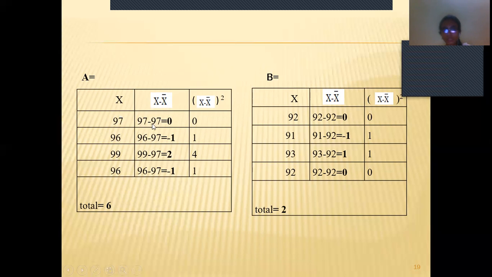So 97 minus 97 he got 0. And here 96 minus 97, where the x bar value is 97. So the values we got are 0, minus 1, 2 and minus 1. If we square these values, we get 0, 1, 4 and 1. If we calculate the total, person A got 6 points and person B got 2 points.